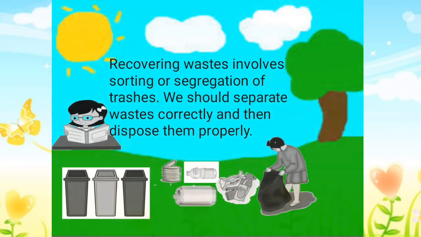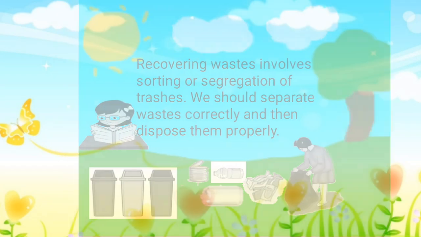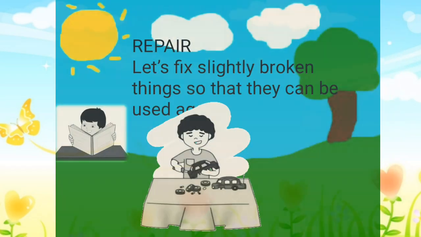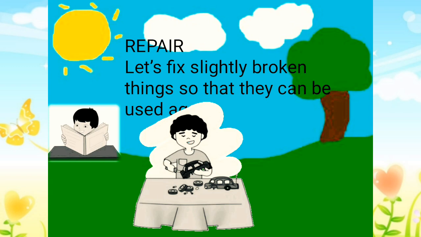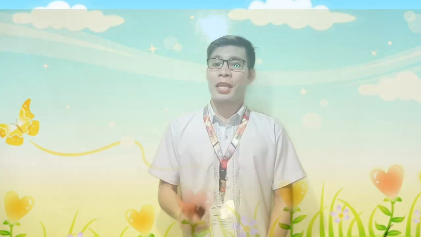Recovering wastes involves sorting or segregation of trash. We should separate wastes correctly and then dispose of them properly. Then repair. Let's fix slightly broken things so that they can be used again. Remember, if waste is managed properly through the 5 Rs, this will lessen garbage problems in our community. You could make this world a better place to live in.